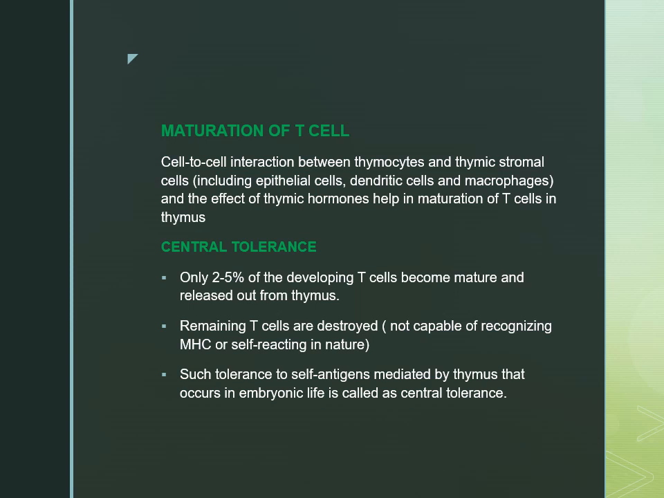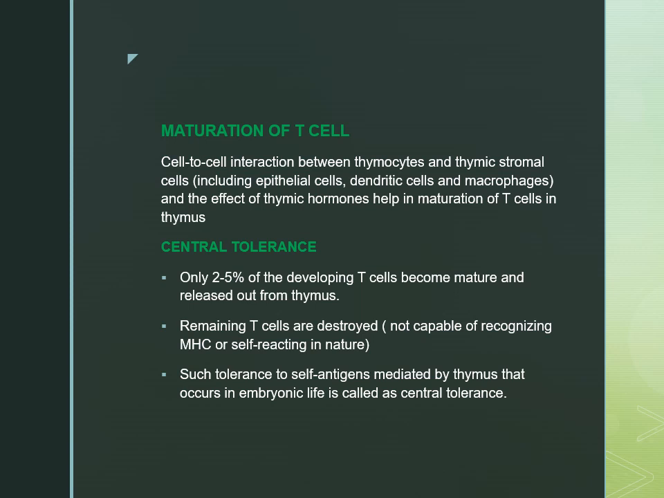Now there is another term that takes place in the thymus, which is known as the central tolerance. Now what is this central tolerance? Only 2 to 5% of the developing T cells become mature and are released from the thymus. Out of the total cells, only 2 to 5% will be mature, and they will be released in the circulation. The remaining are destroyed.